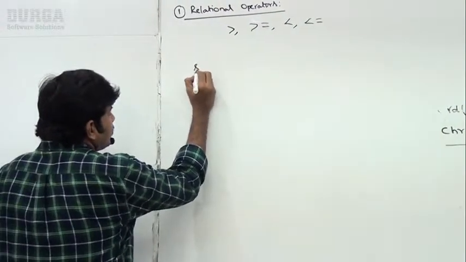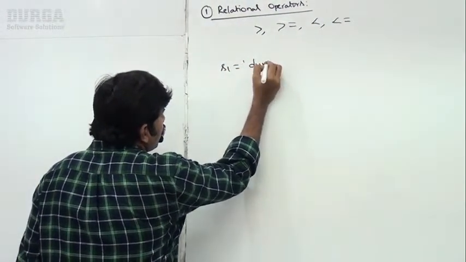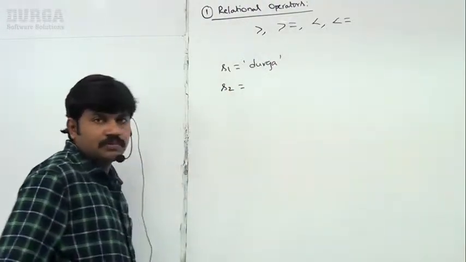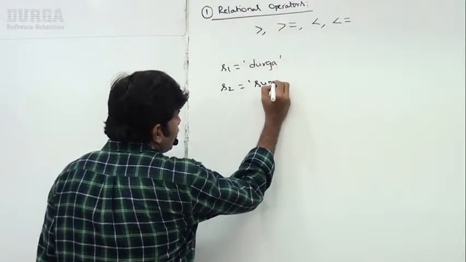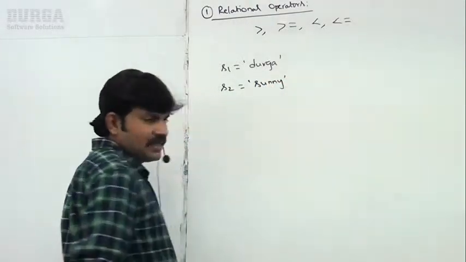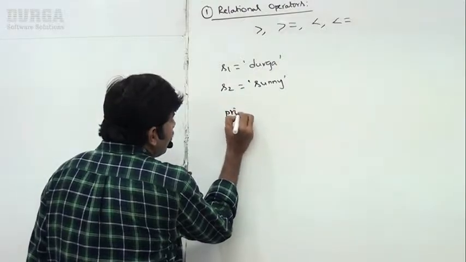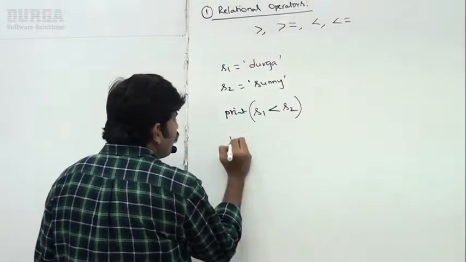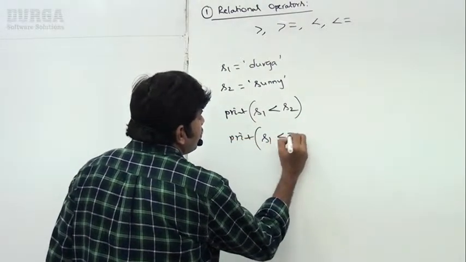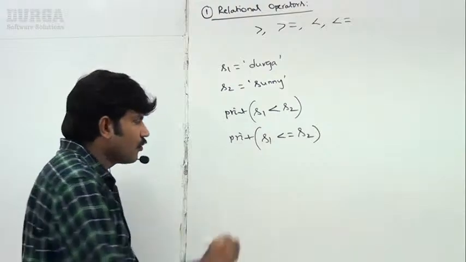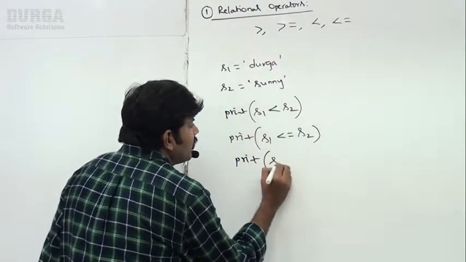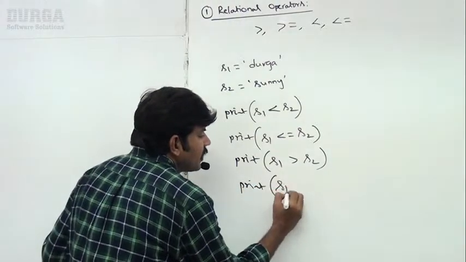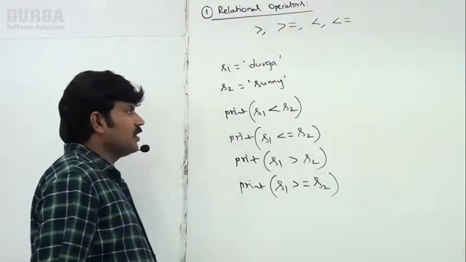Observe that S1 is equal to Durga, I am taking. S2 is equal to Sunny, I am taking. Print of S1 less than S2. Print of S1 less than or equal to S2. Print of S1 greater than S2. Print of S1 greater than or equal to S2. Like this we are taking.